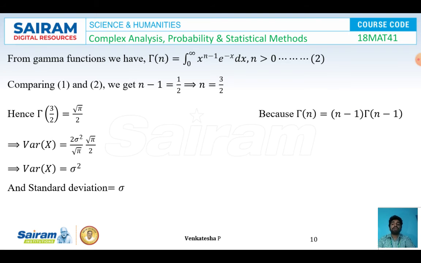This is because of the formula gamma of n is equal to n minus 1 into gamma of n minus 1. So now I'm going to replace this in the previous equation, that is variance of x is equal to 2 sigma square by root pi into root pi by 2. This 2 gets cancelled, root pi gets cancelled. I got variance of x is equal to sigma square and the standard deviation will be equal to sigma.